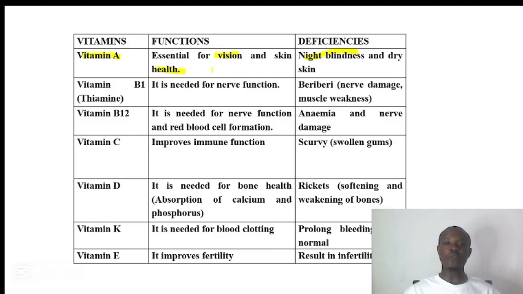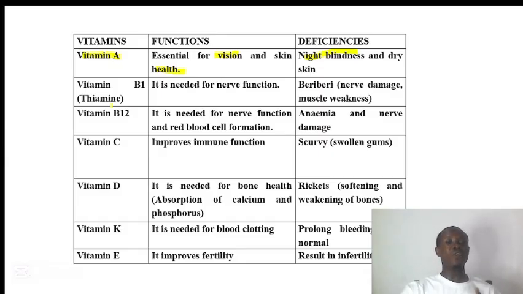So if that vitamin A is deficient, the rhodopsin will not be produced and the rod will not function normally. So when the place is dark or when the environment is dark, the person cannot see. That is what we call night blindness. You can see during the day, but when it is dark or when you are in a dark place, you cannot see. And the person can also experience dry skin.